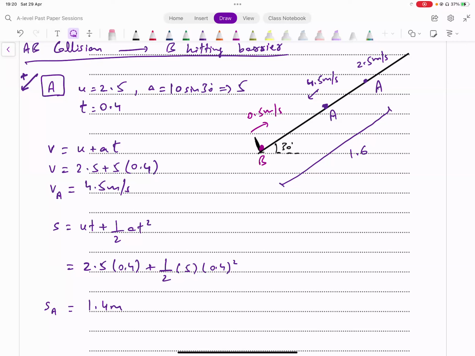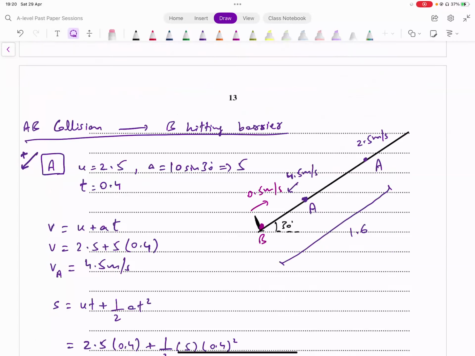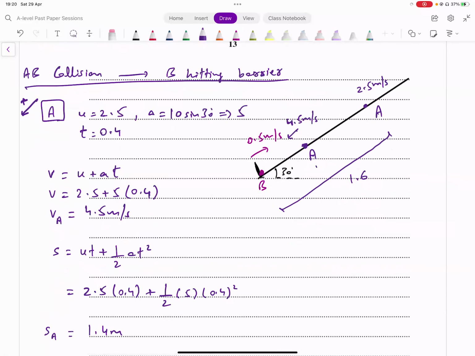तो A basically काफी नीचे आ गया, इसको थोड़ा सा नीचे रिप्रेजेंट कर लेते हैं, ये काफी नीचे आ चुका है। ठीक है, it has already traveled 1.4 meters at this point. तो अब और कितना डिस्टेंस रह गया इन दोनों के दरम्यान में, A और B के दरम्यान में जो डिस्टेंस रह गया है, that is just 0.2 meters.